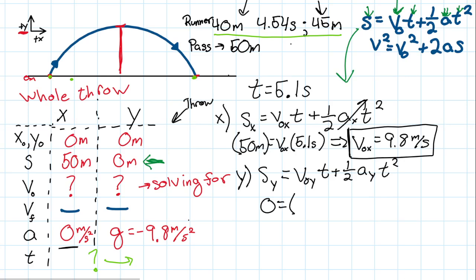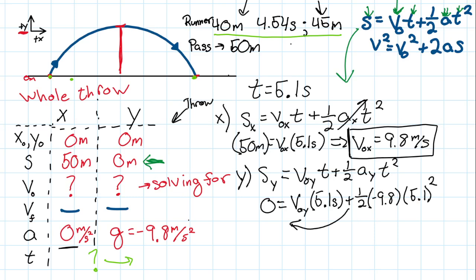v naught y times 5.1 seconds plus 1/2 negative 9.8 times 5.1 squared. When I move this to the other side, the negative goes away, right? Because we subtract it, and this 9.8 had a negative in it. So we get 1/2 times 9.8 times 5.1 squared, and then we're going to divide by 5.1. So we'll actually just get 1/2 times 9.8 times 5.1, because when we divide, we lose one of the 5.1s.